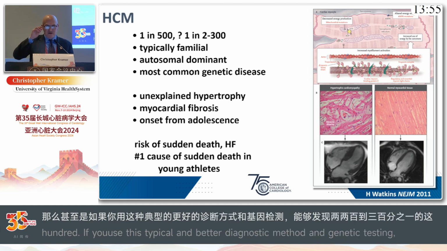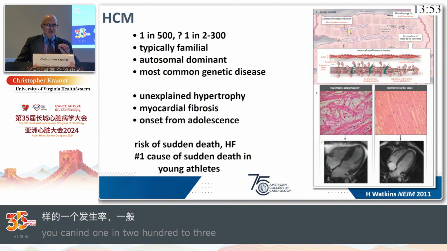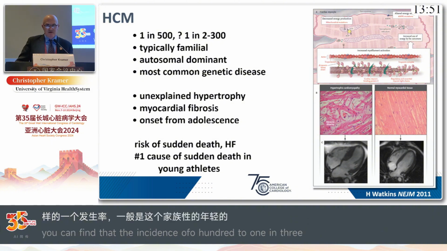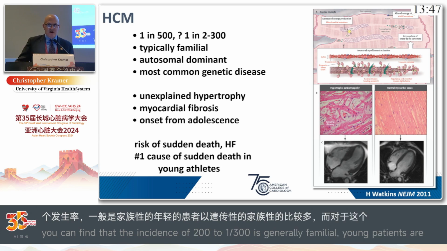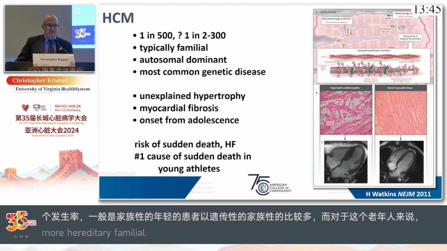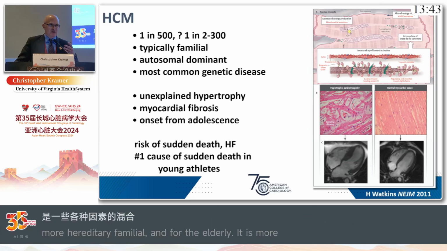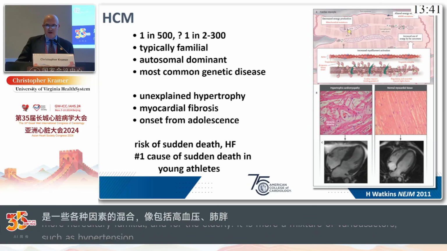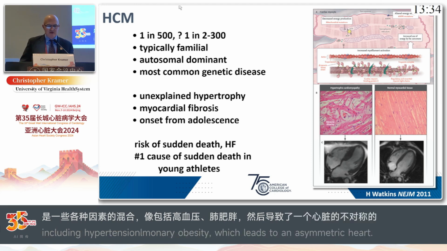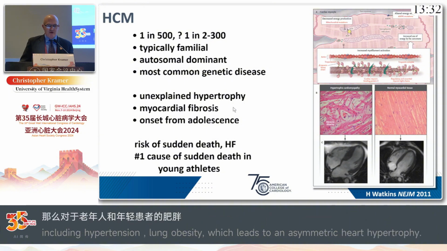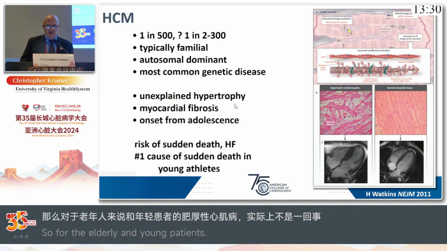But in older patients, it's generally not a single sarcomere mutation. It's a polygenic disease with superimposed environmental factors, hypertension, and obesity that lead to asymmetric hypertrophy. So it's really a different disease in elderly patients than it is in younger patients, characterized by unexplained hypertrophy, myocardial fibrosis.